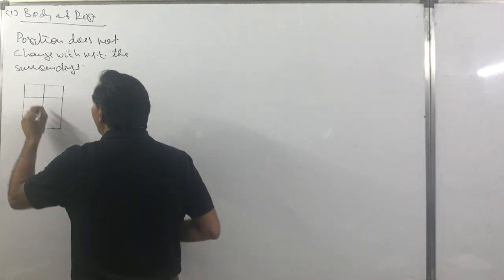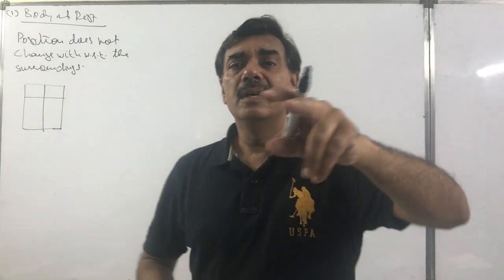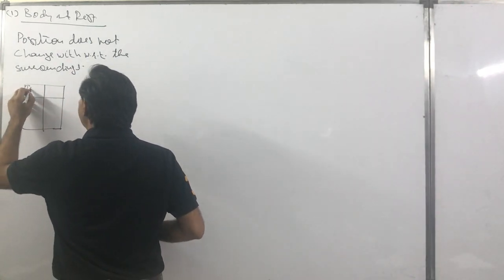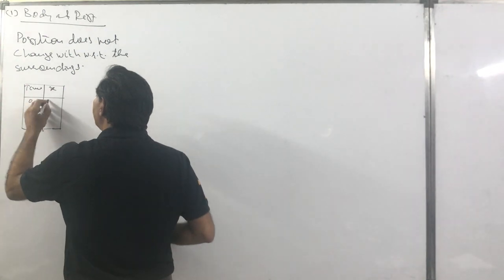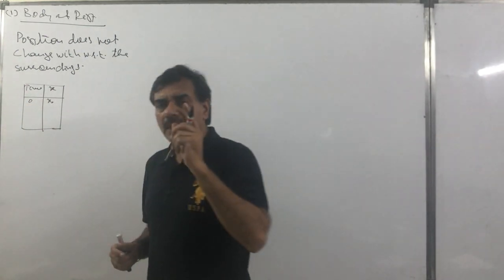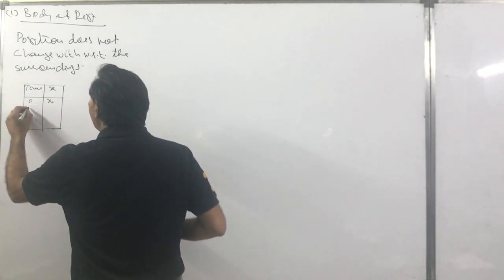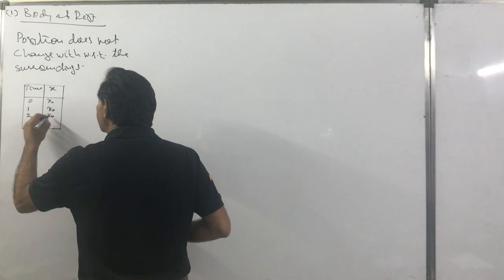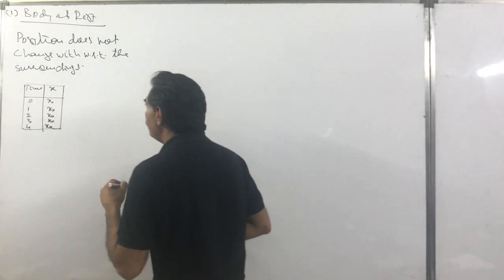This is in table form. A new thing is that we have a new word called position. This is time, and this is position x. At t is equal to 0, it was x naught. Naught indicates the position at t is equal to 0. And after 1 second, we saw it was still x naught. 2 seconds, it was x naught. 3 seconds, it was x naught. 4 seconds, it was x naught.